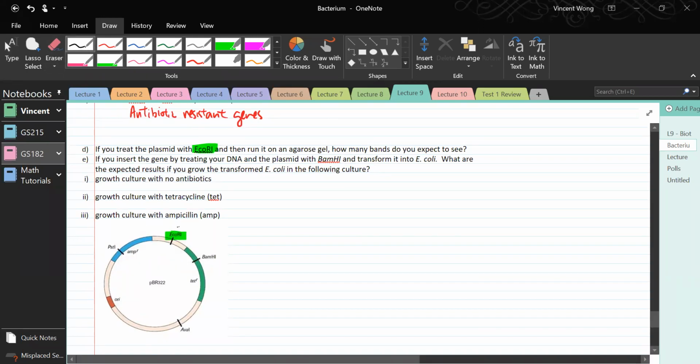So if you treat it with EcoRI, it's going to cut right here. Then the plasmid will pop right open. You will see one band. Right? One band. Okay.